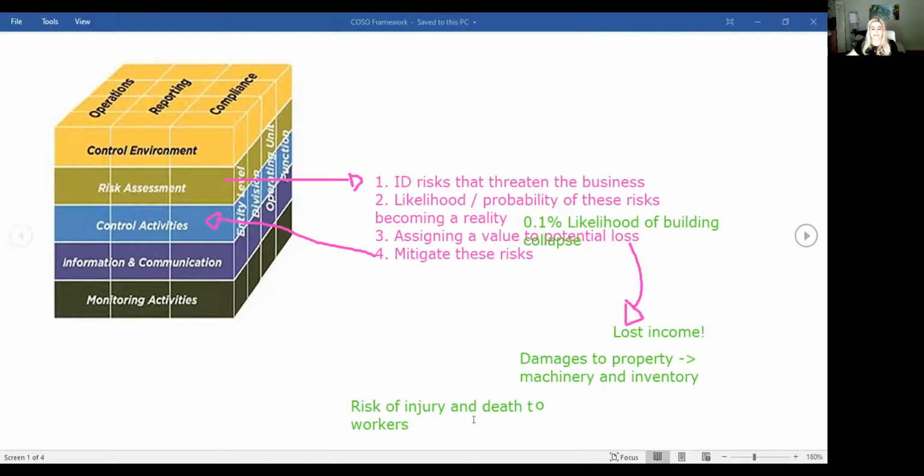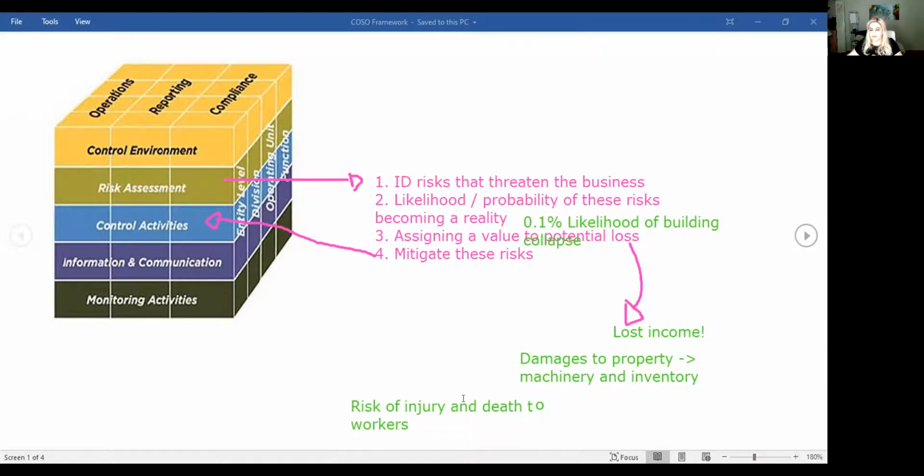And then the biggest thing is, what about injury and death to workers? At the end of the day, it's very difficult to value someone's life. Somebody has once suggested that it could be based on the present value of the person's total earnings and earning potential for the rest of their career. But really, these potential costs could add up to millions.